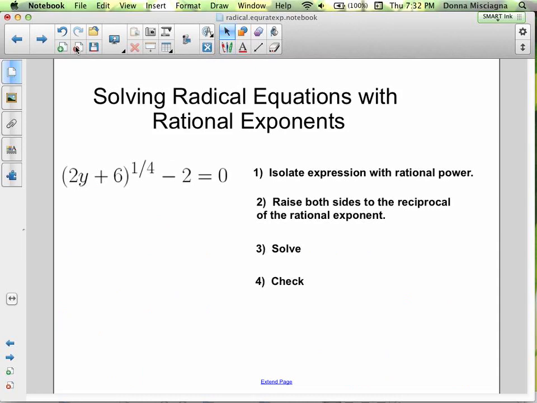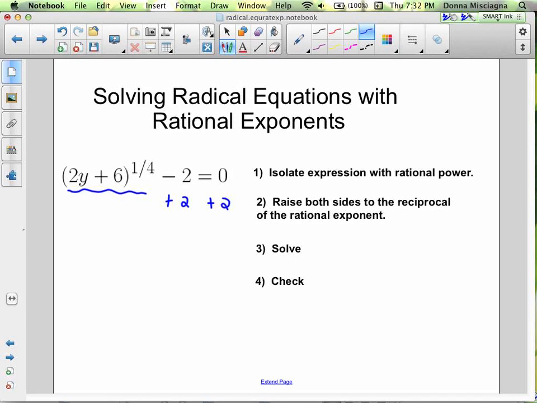So we have 2y plus 6 to the 1/4 power minus 2 equals 0. We need to isolate our something with the radical there, with our rational exponent. So we're going to add 2 to both sides. So we have 2y plus 6 to the 1/4 power equals 2.